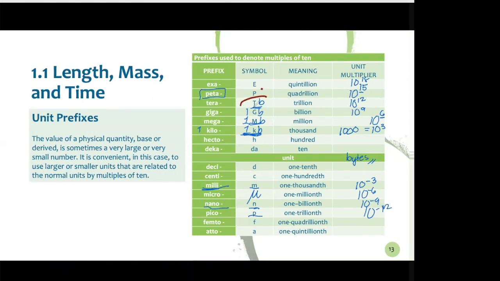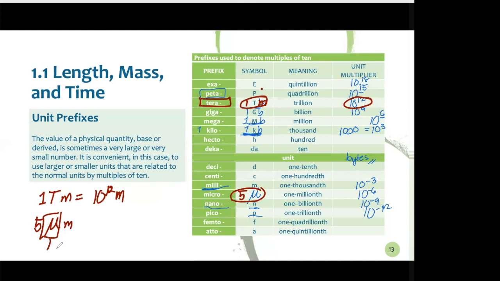If I have 1 tera, let's say meters, terameters, that actually means 10 to the 12 meters. If I say I have 5 micro, this micro means 10 to the negative 6 meters.